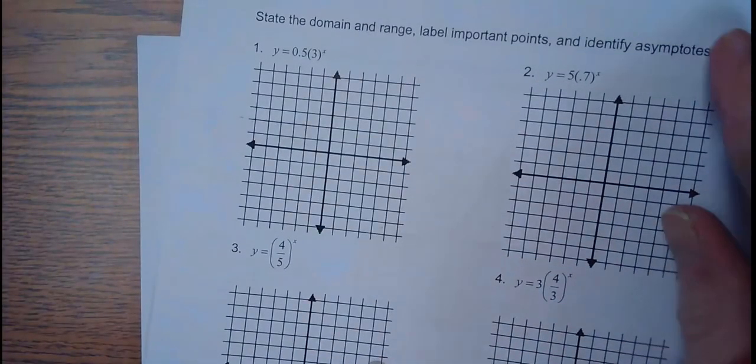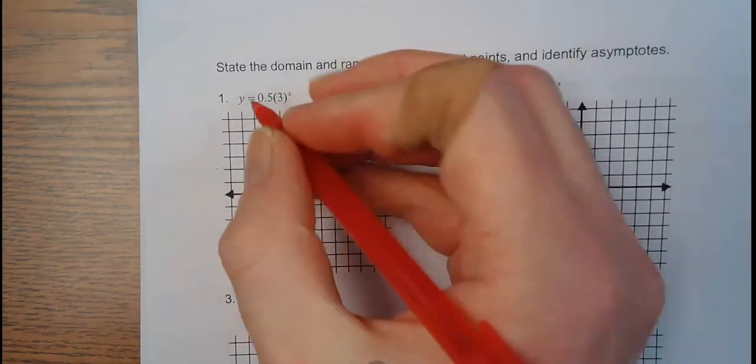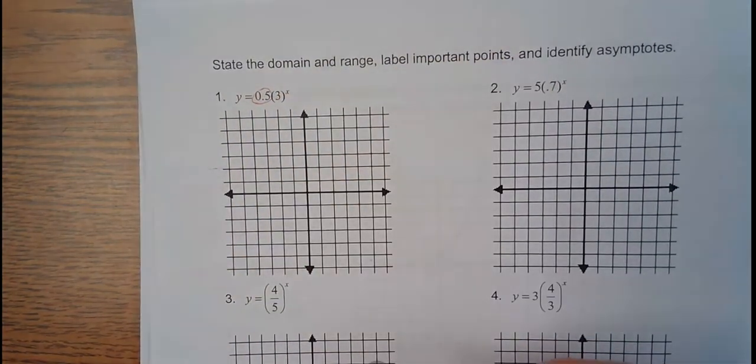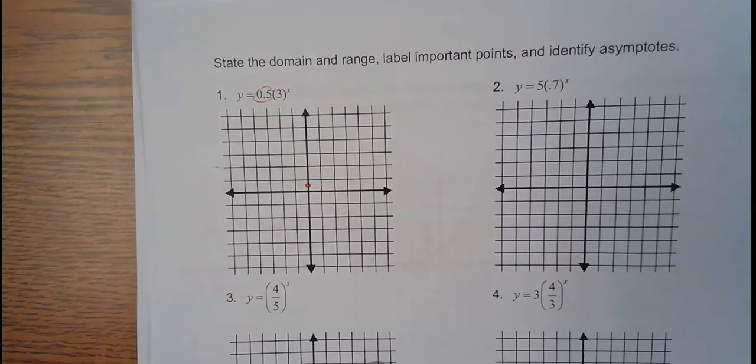And I want to go a little bit shorter here. I want to go a little bit faster. I don't want to make a t-table every time. So I told you that this right here is your y-intercept. Right off the bat, I could plot a point right here at 1/2.